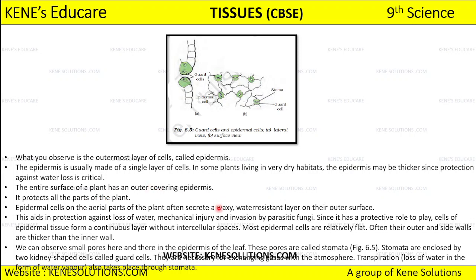तो जो पूरा entire surface होता है plant का, उसके पास एक outer covering होती है called epidermis, and this outer covering is going to protect all the parts of the plant. So epidermal cells on the aerial part of the plant, you will see that they secrete a waxy water resistant layer on the outer surface. एपिडर्मल सेल्स क्या सिक्रीट करेंगे, एक वैक्सी एंड वाटर रेजिस्टेंट लेयर सिक्रीट करेंगे आउटर सरफेस पे, and this is going to aid in protection against loss of water, then mechanical injury and invasion by the parasitic fungi.